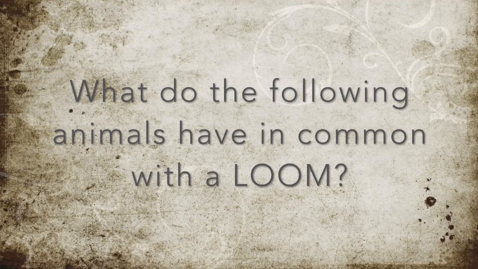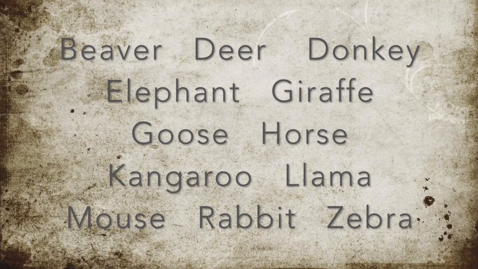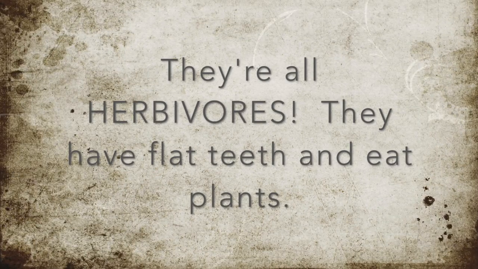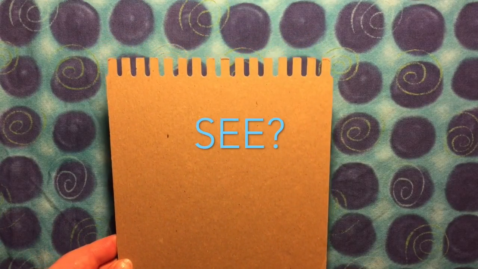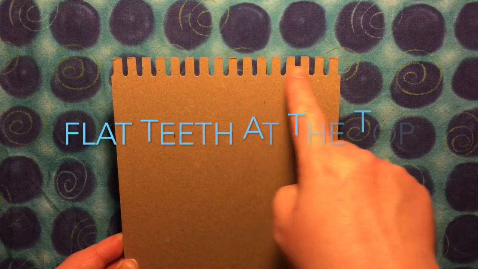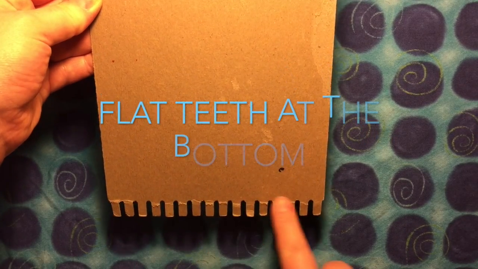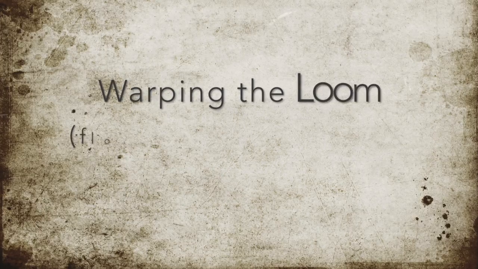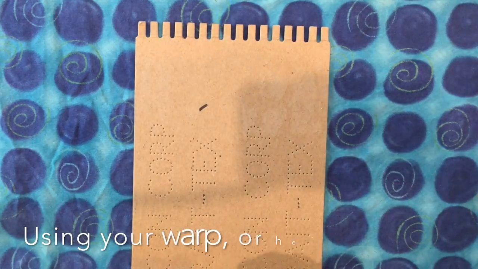What do the following animals have in common with a loom? They're all herbivores. They have flat teeth and eat plants. See? Flat teeth at the top and flat teeth at the bottom. Warping the loom, flossing the herbivore teeth.